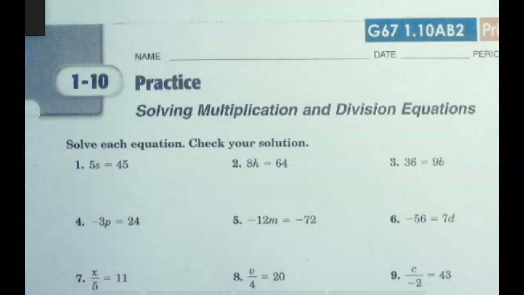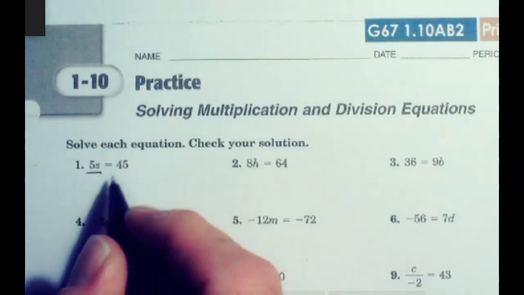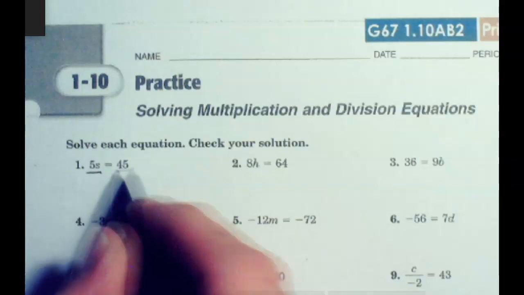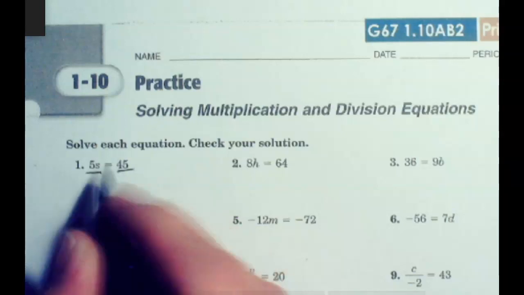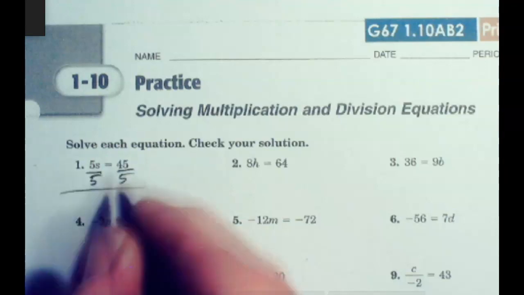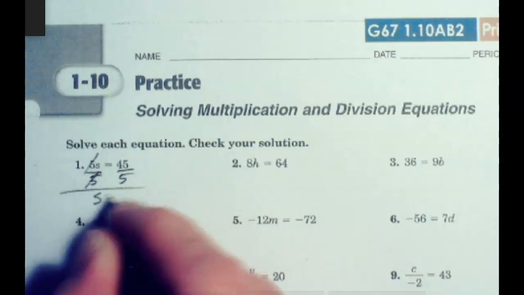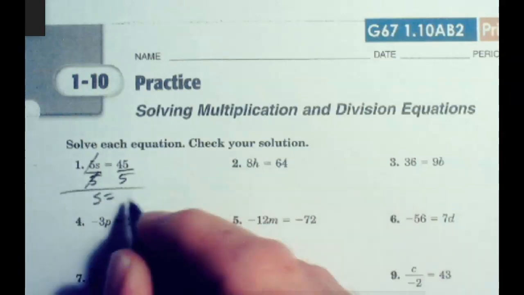Here we have a little more practice with 1.10ab2, which is solving multiplication and division equations. Nothing tricky here. You've got 5 times s equals 45, so to isolate the variable, you have to divide by 5 on both sides. 5 divided by 5 is 1s, or just plain s. 45 divided by 5 is 9.